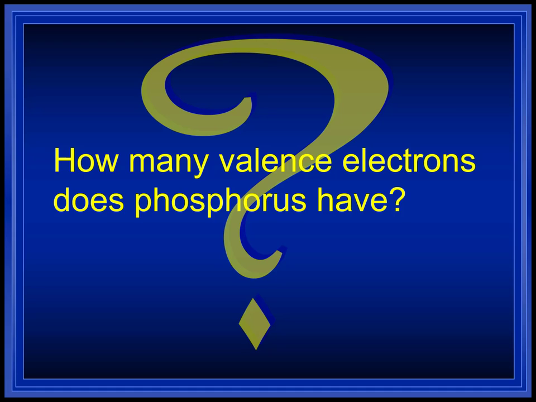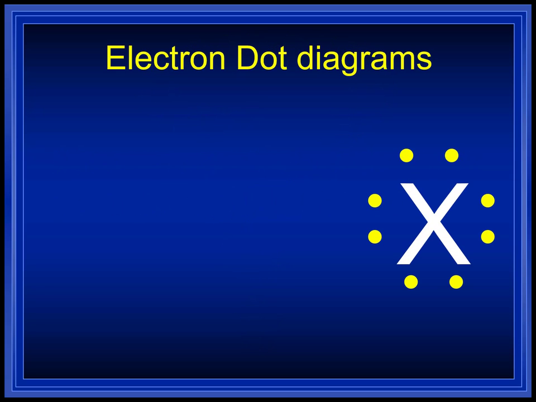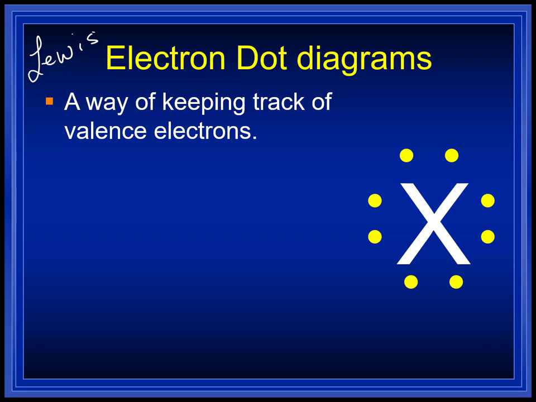So we need a way of talking about those valence electrons easily. And that's what electron dot diagrams do. I call them electron dot diagrams. Sometimes they're called Lewis dot diagrams because the scientist who figured out to do this, his last name was Lewis, Gilbert Lewis. He was doing this in the early 1910s, just after the electron was discovered. Okay? And all it is is a way of keeping track of valence electrons.